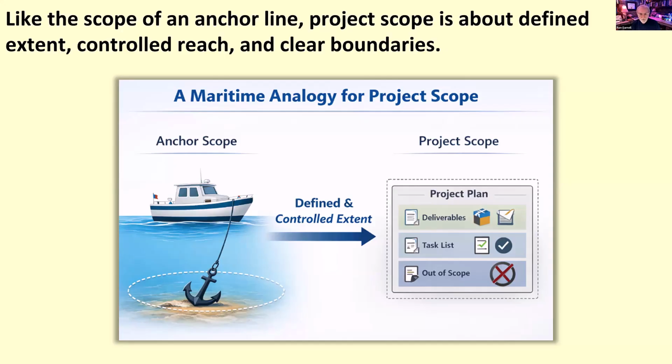If the scope is unclear, the project can drift. If the scope expands without control, the project can become unstable. When scope is clearly defined, the team has a stronger basis for planning, communication, and control. It's not a strict one-to-one origin story, but it gives us a meaningful way to think about project scope. Defined extent, control boundaries, and enough clarity to keep the project from drifting, or enough rope to keep the project from drifting. Enough line, as you would say.